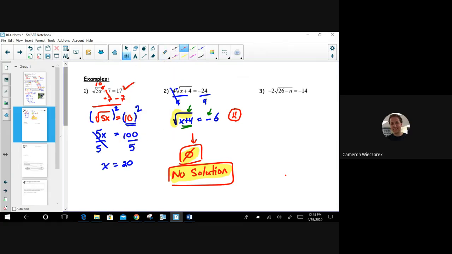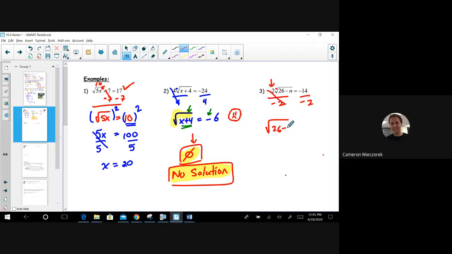Third one, I got negative 2 rad 26 minus n equals negative 14. Okay, yes, it's equal to a negative. However, look at what's blocking it first. There's a negative 2 still being multiplied in front. So it's tempting to want to say no solution, but you got to get the rad alone first. You want to divide both sides by negative 2.